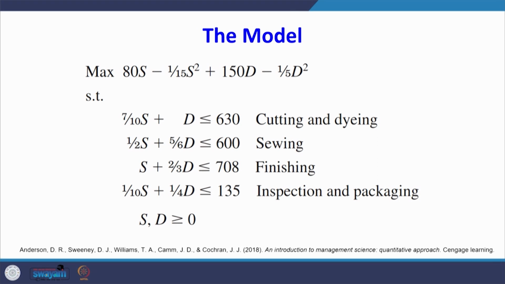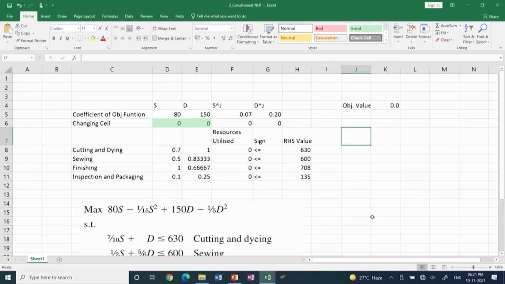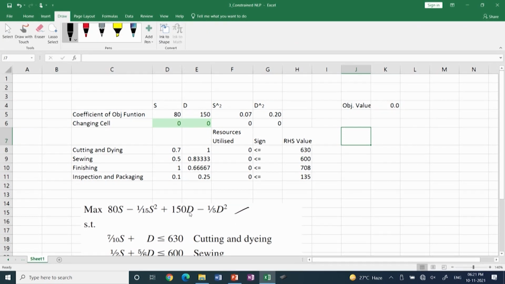Okay. Now, what am I going to do? I am going to consider all the constraints and this objective function, and again solve with the help of the solver. First I will explain the formulation of this problem in Excel. So, I have written the values of s and d, then I have written the coefficients of the objective function, 80s, please see this, 80s plus 150d minus 1 upon 15s square, similarly minus 1 upon 5d square.